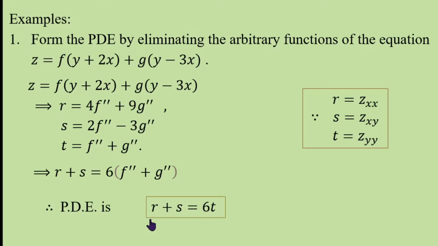That means dou square z by dou x square plus dou square z by dou x dou y equal to 6 times of dou square z by dou y square. So that is the required PDE.